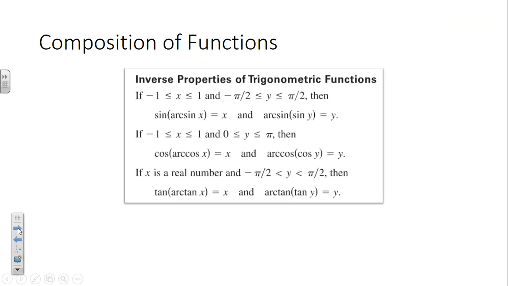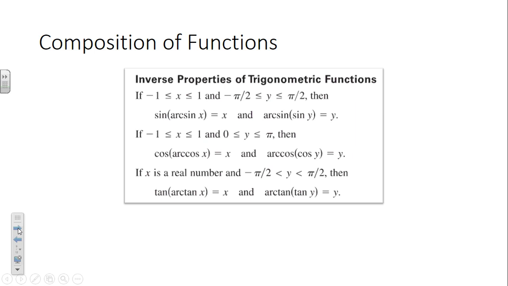Inverse properties of trig functions. When x is between negative 1 and 1 inclusive, and y is between negative pi over 2 and pi over 2 inclusive, then the sine of the inverse sine of x will be x, right? It's like taking the square root of x squared. We just get the x back. We're doing the inverse of the particular trig function. And the arcsine of the sine of y will be y. Okay? We're finding the angle whose sine has a specific sine that is y, right? And they're negating each other.